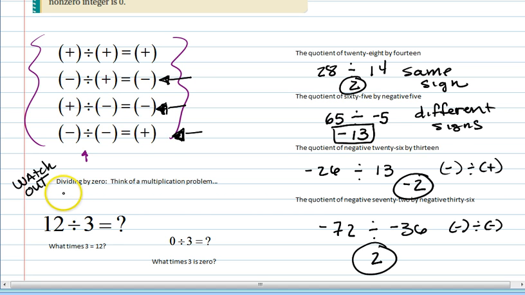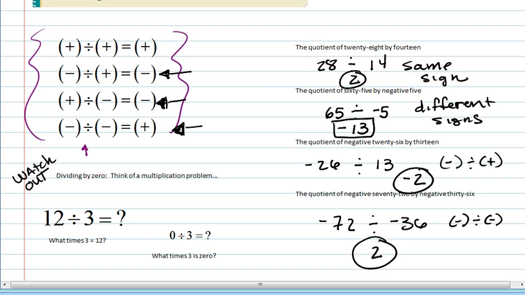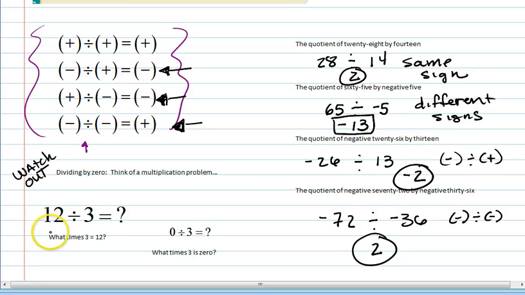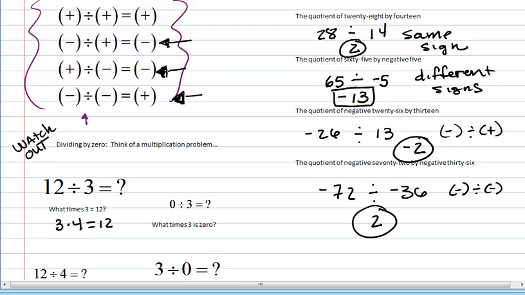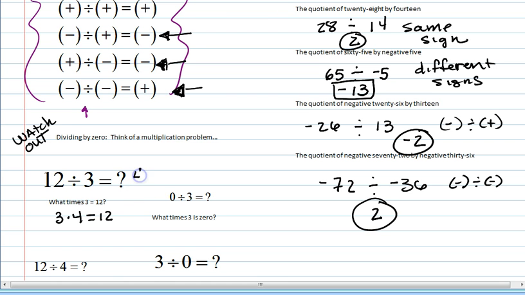Now here's a watch out when it comes to division. Let's think about dividing by 0. To do that, let's think about these division as a multiplication problem. If I have 12 divided by 3, that means there's something times 3 that equals 12. What times 3 equals 12? Well, 3 times 4 gives me 12. So the answer to this division problem is 4.